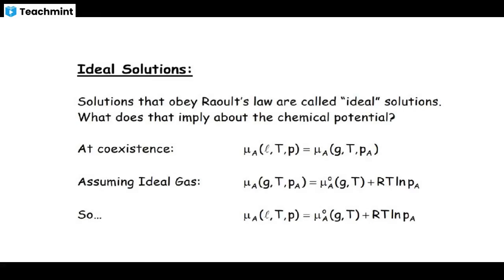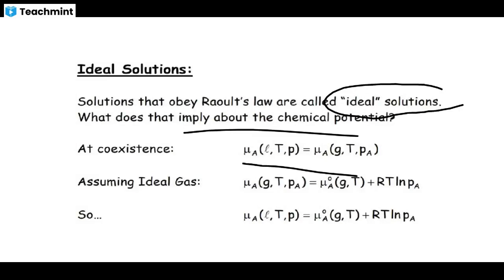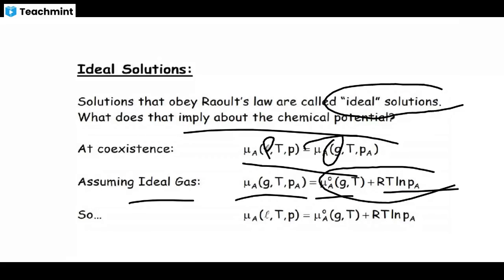Solutions that obey Raoult's law are called ideal solutions. Ideal solutions obey Raoult's law. What does that imply about the chemical potential at coexistence, at equilibrium? The liquid and gas chemical potentials are the same. Assuming ideal gas, mu A gas equals mu A standard chemical potential plus RT ln PA. Substitute these for these, and you get this relation.